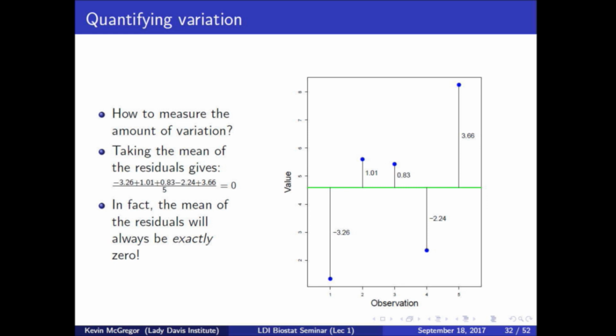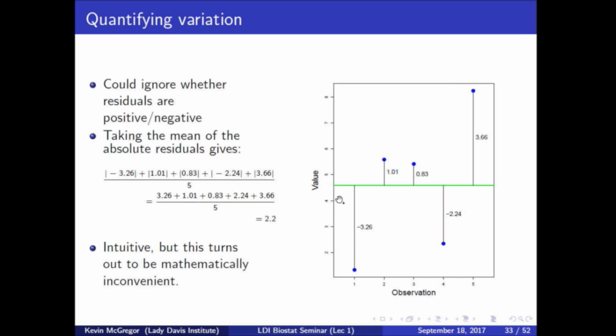So maybe instead of just adding up the values, maybe we don't care if the values are positive or negative. We just care about the actual distance from the observed point to the mean. So in that case, we would just drop all our negative signs. So take the absolute value of all the observations, and then take the mean of these absolute residuals as we did before. Okay, so now we get something that is not 0. In this case, we get a value of 2.2. So that's a good intuitive value. If it's bigger, it means that our points are very far away from the mean, and if it's smaller, it means our points are very concentrated around the mean.